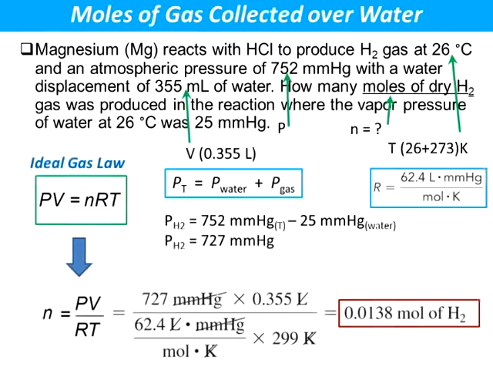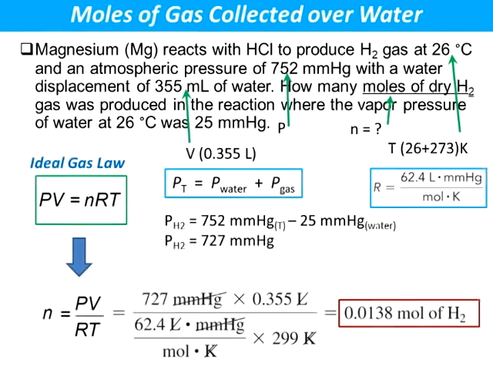PV equals nRT. So we have our pressure times volume equals the number of moles times the universal gas constant times T in K. For this problem, we're going to use the universal gas constant that has the units of millimeters of mercury to match our problem, which has millimeters of mercury. We've already converted our volume to liters, and we have our temperature in K.